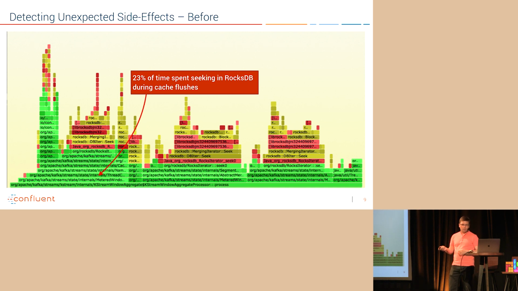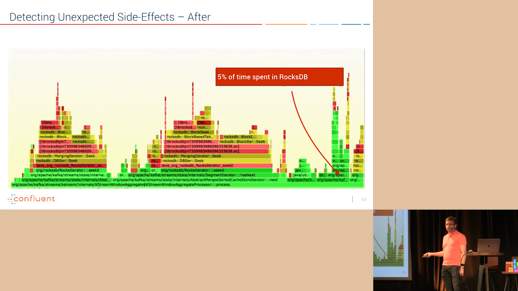And so one thing that we were able to find out is that we were able to optimize it, and instead of spending 23% of our time doing cache flushes, seeking in RocksDB, we were able to get it down to 5% by replacing that with the simple get and put. So that's the kind of insight you get from this that you wouldn't get from just looking at metrics.